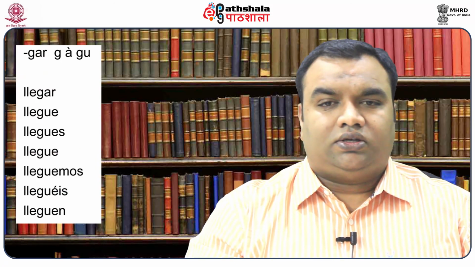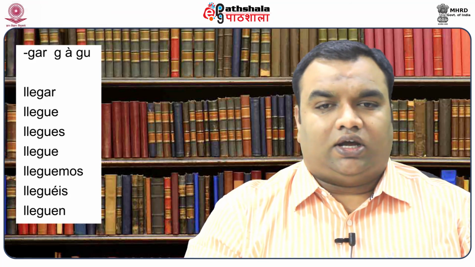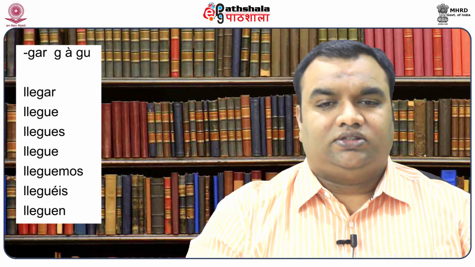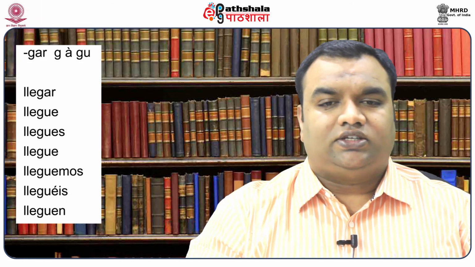The next verb endings are that of the verbs which end in gar. The G changes into GU. Let us take the example of the verb llegar. The conjugations of the verb llegar in the present subjunctive are like this: yo llegue, tú llegues, él, ella, usted llegue, nosotros lleguemos, vosotros lleguéis, ellos, ellas, ustedes lleguen.